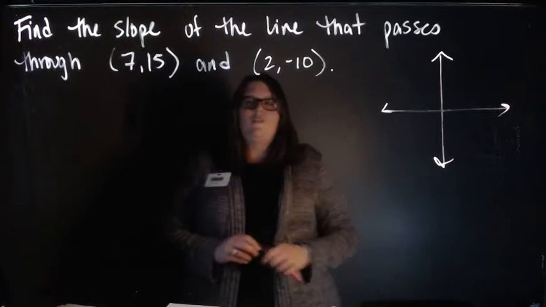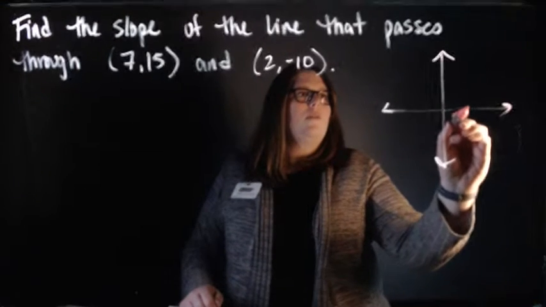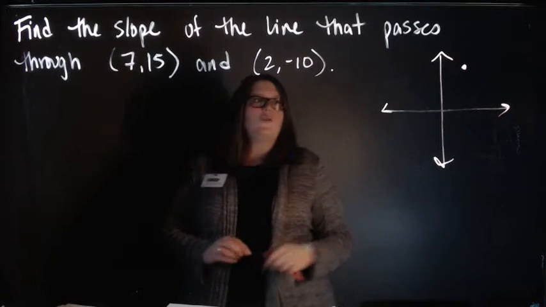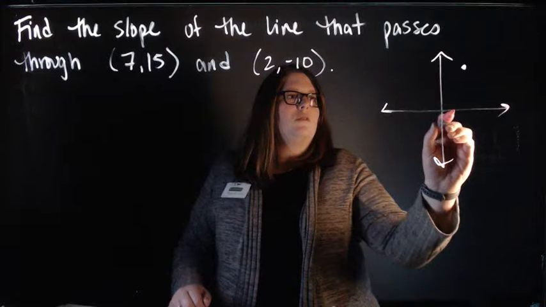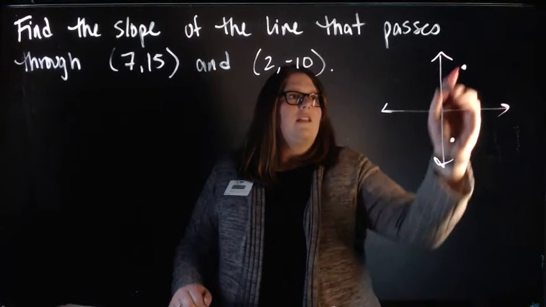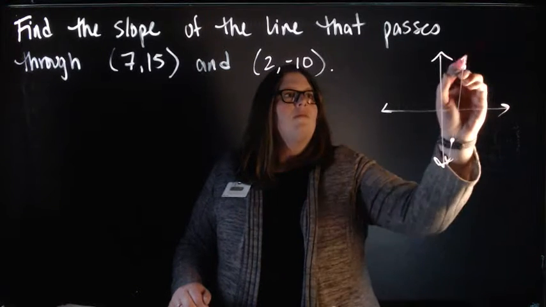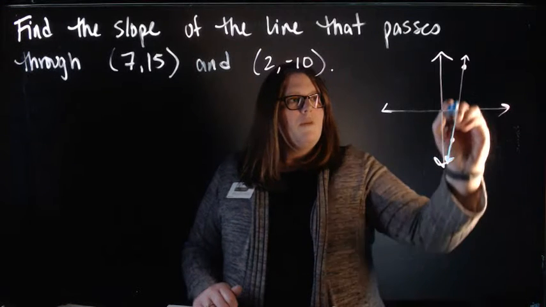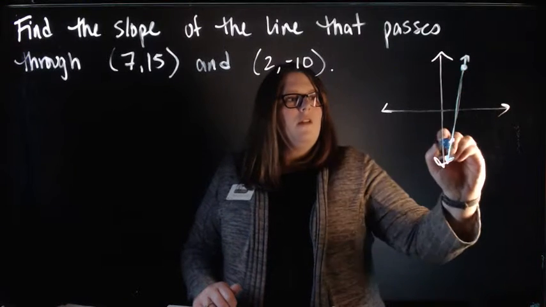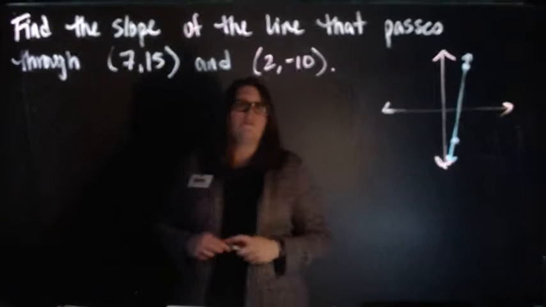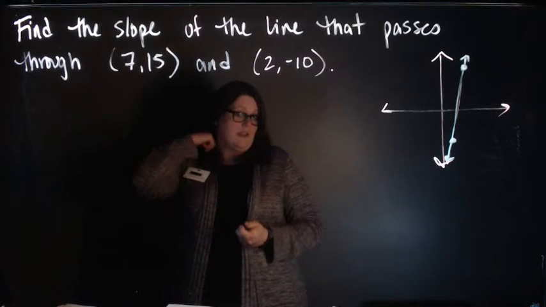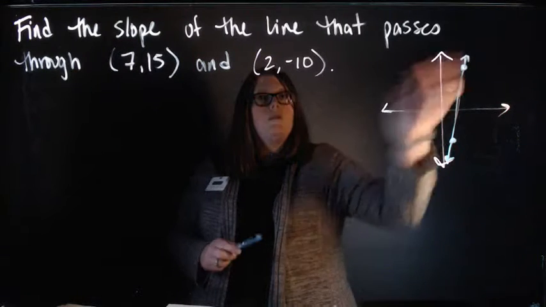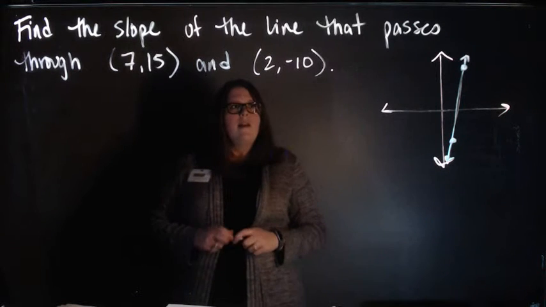But if we have (7, 15), just by scale here, it'd be somewhere in that area, and (2, negative 10). So 2 to the right, negative 10 down. So we have a line that looks something like that. From what we know about slope so far, we can assume that the slope of this line would be positive, because the trend of the line is going up to the right if I read it left to right.